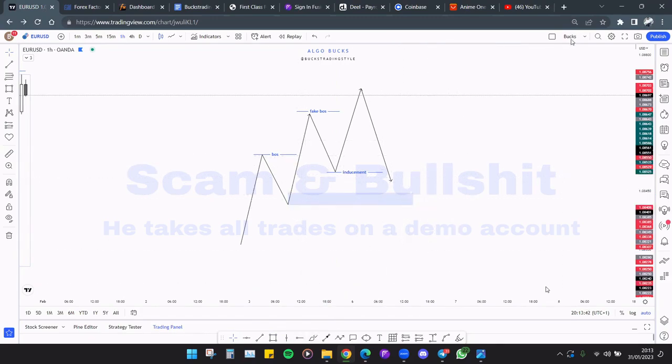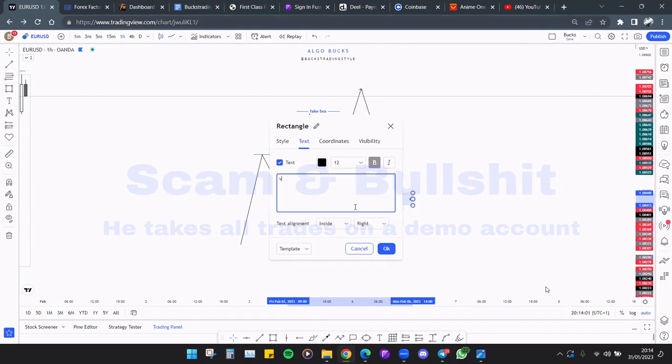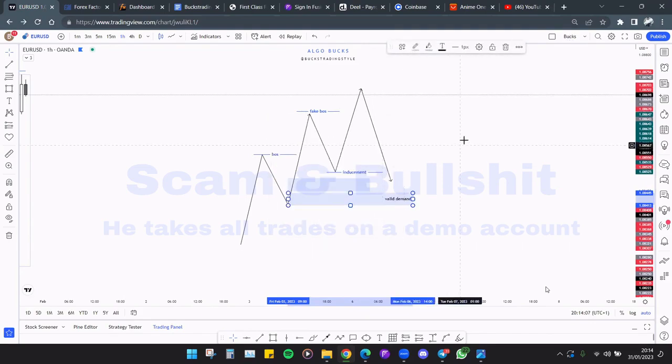We're going to talk about IPA and EPA, okay? We're going to talk about them. So when we get to EPA and IPA, you understand better. So now this becomes imbalance, right? Imbalance before the zone. So then this becomes a valid demand zone. This becomes a valid demand zone.